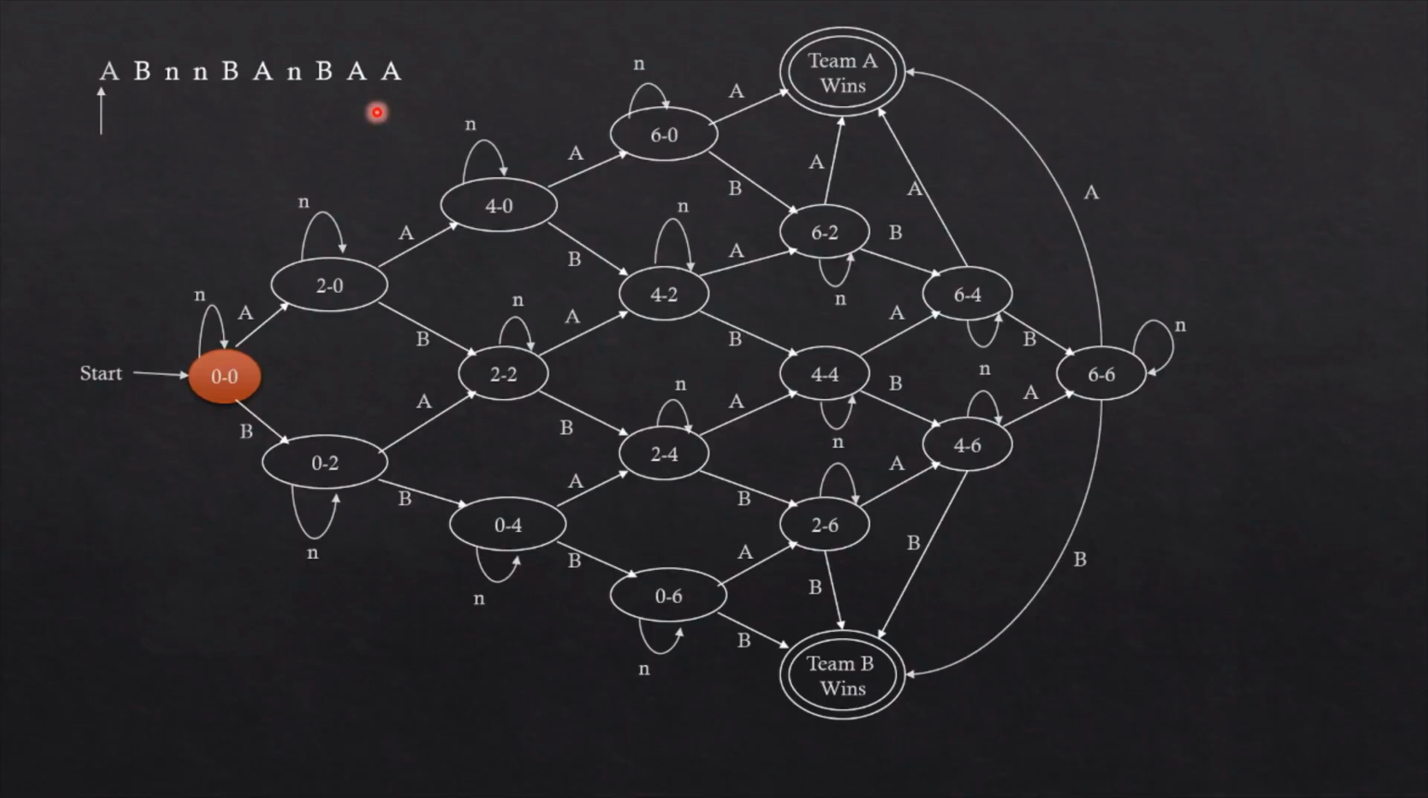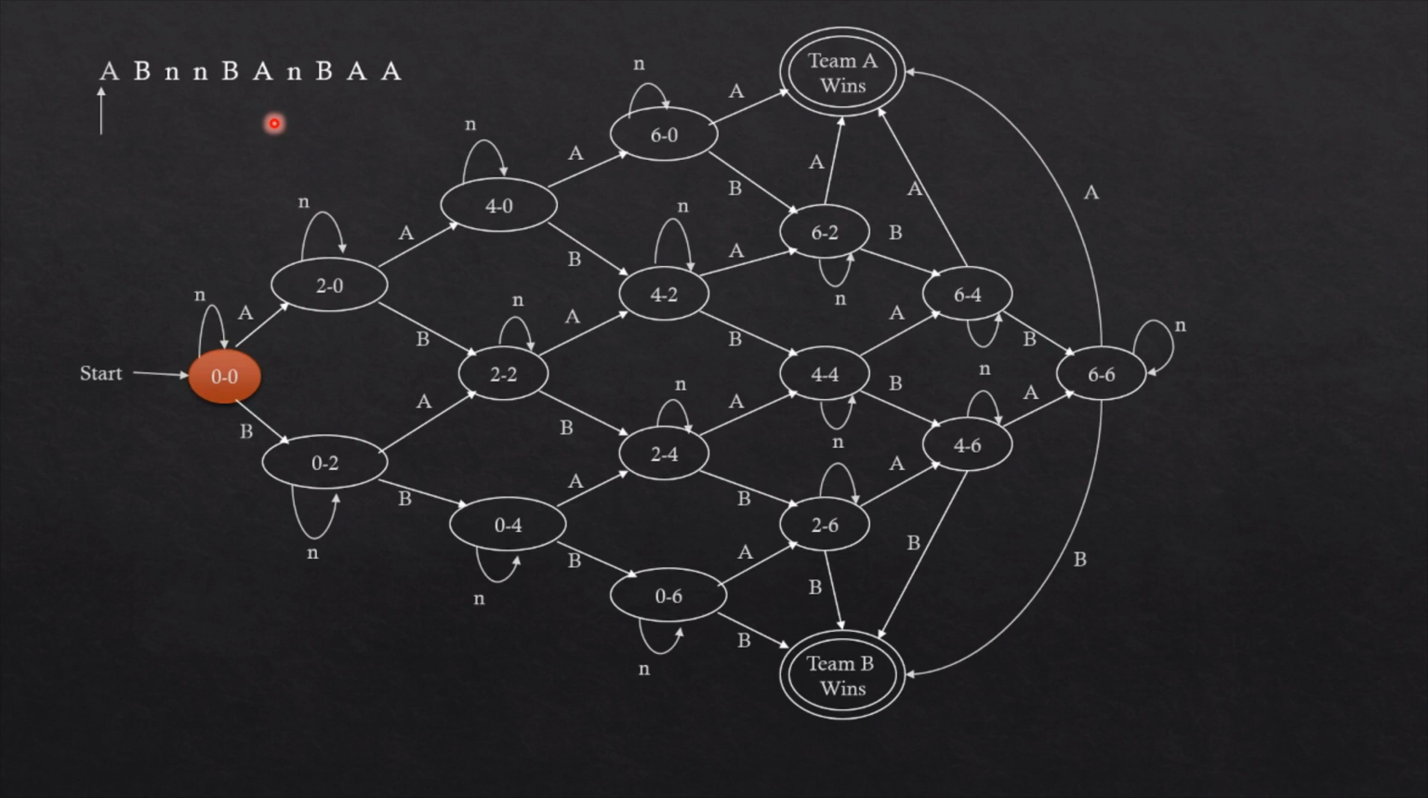To see how this automaton works, let's try and process an input string. Now this is the input string, and it's made up of the symbols A, B, and N. A, B, and N are the events of A getting the point, B getting the point, and no one getting a point respectively. But we're representing the events as a sequence of characters to theorize the whole thing.